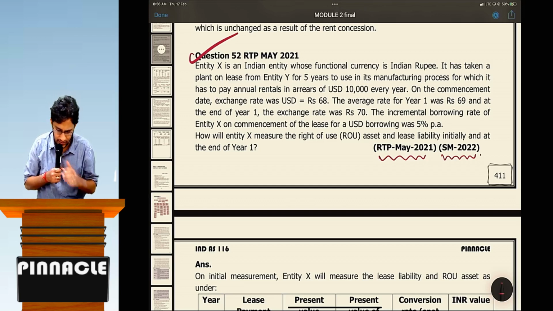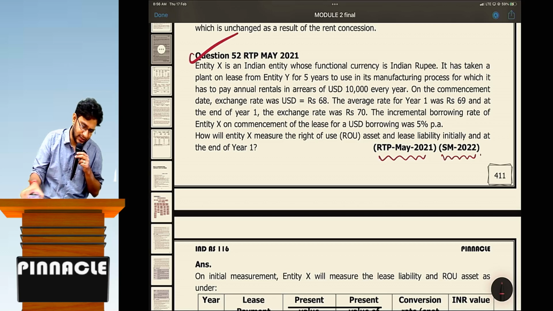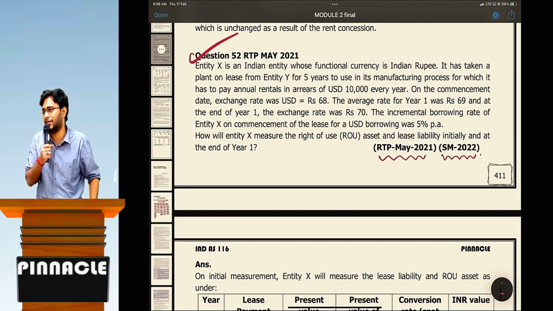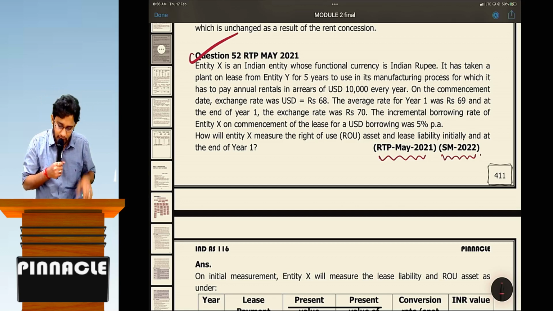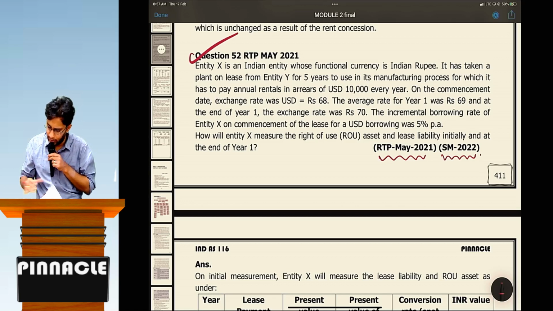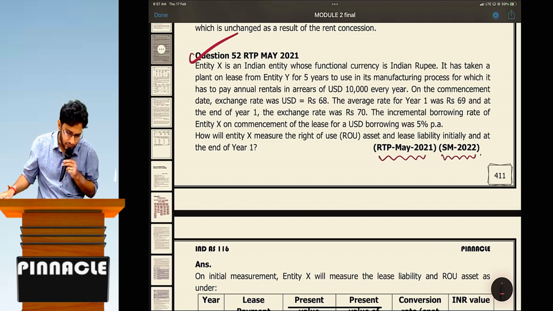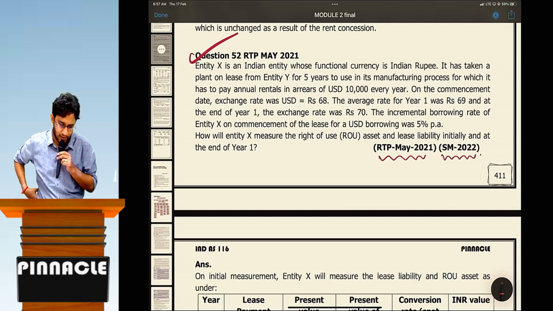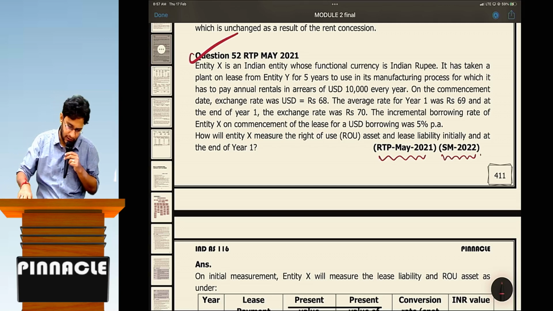Okay, let's see, easy only. Entity X is an Indian entity whose functional currency is Indian rupee. What a joke, sir. Functional currency need not be Indian rupee, but in case it is Indian rupee, the normal case. It has taken a plant on lease from entity Y for 5 years to use it in manufacturing process, for which it has to pay annual rents in arrears at the end of the year of $10,000 every year. So every year $10,000 have to be paid.